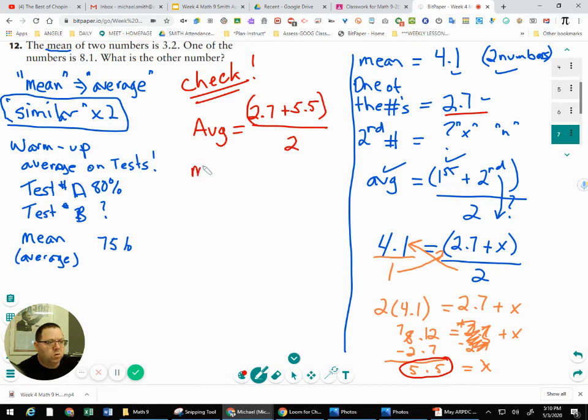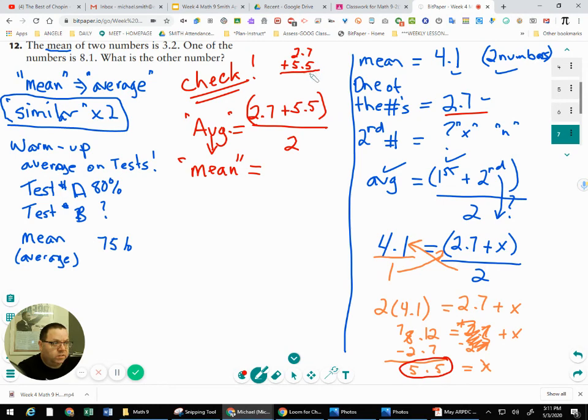So you notice how I'm using my synonyms here. Now I've swapped out the word average for mean. By the way, you notice I used an abbreviation there. Just going to fix that equal sign. Okay, so 2.7 plus 5.5.